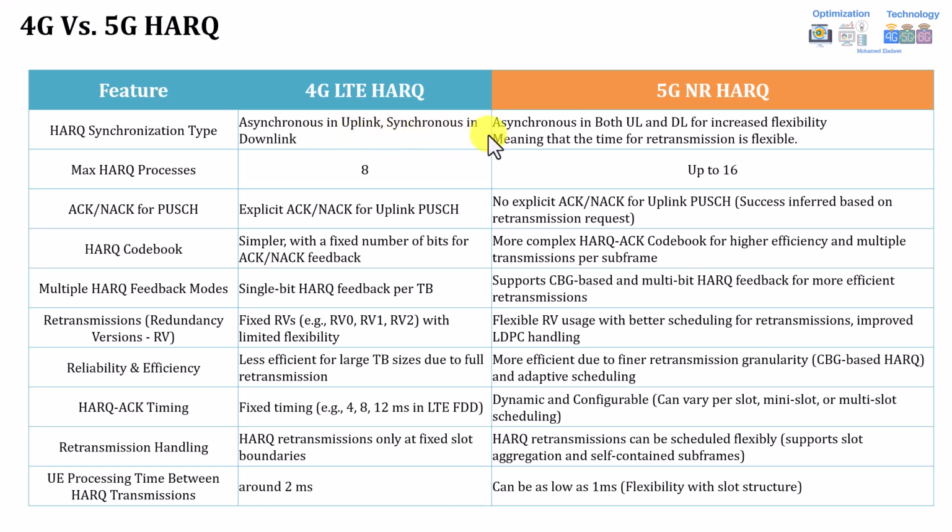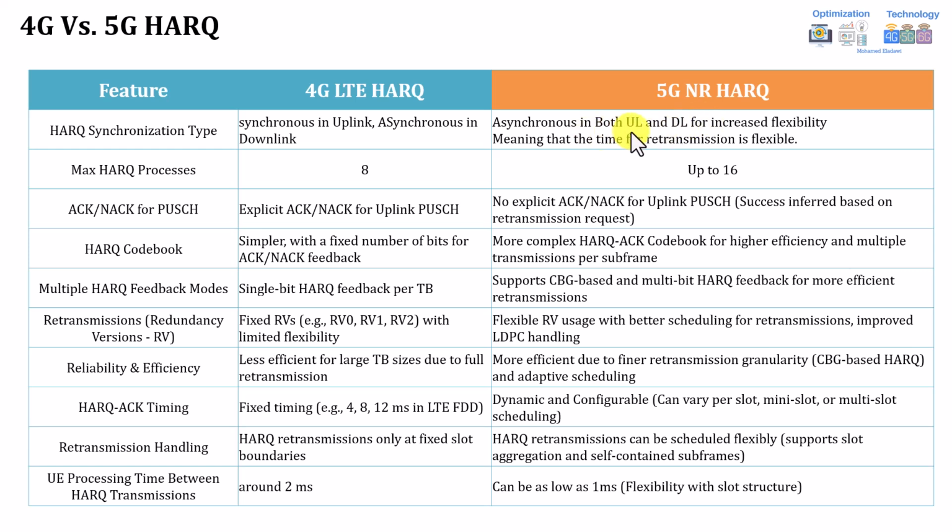While 5G supports asynchronous HARQ in both of them. I think this was the opposite way around, downlink and uplink. It was reversed, I just corrected it. It should be synchronous in uplink and asynchronous in downlink. And in 5G, it's having both asynchronous.